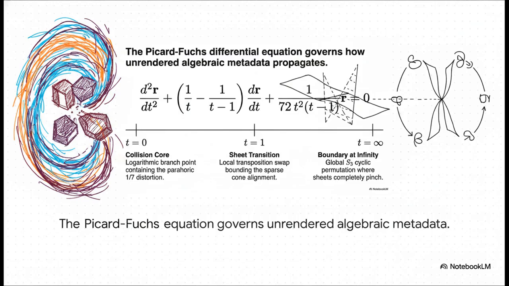We know what happens to the cleanly rendered active tokens, but what mathematically controls that residual vector R? Well, it isn't just arbitrary noise. Its flow is rigorously dictated by the second-order Picard-Fuchs differential equation. It governs the unrendered algebraic metadata across 3 regular singular points, starting from the collision core at t equals 0, passing the coordinate transition wall at t equals 1, all the way out to the boundary at infinity.